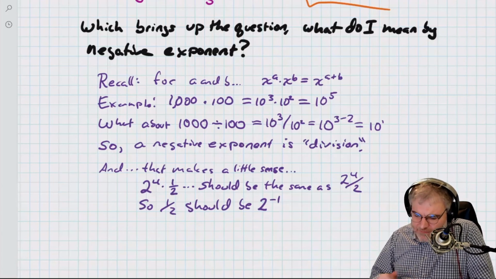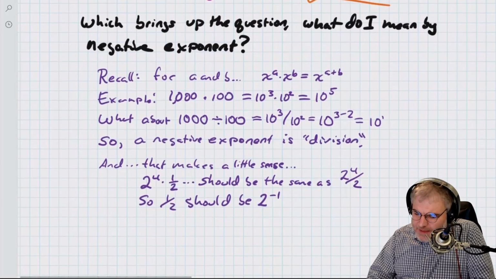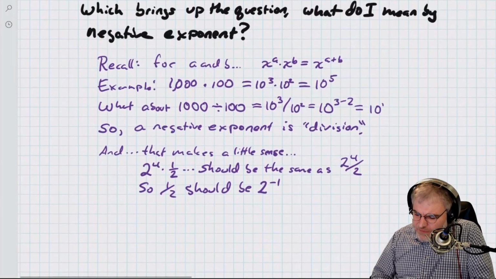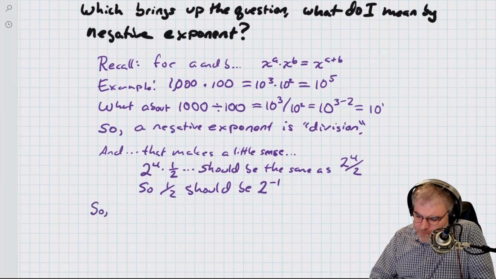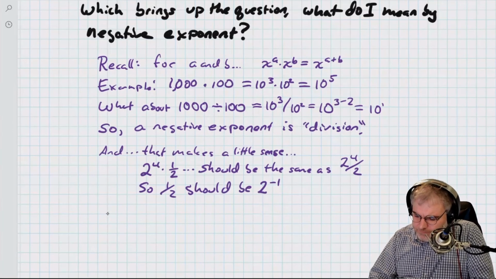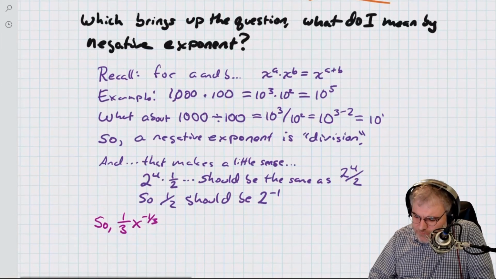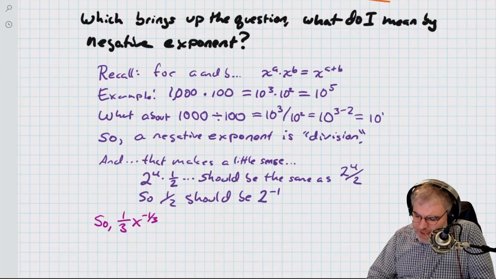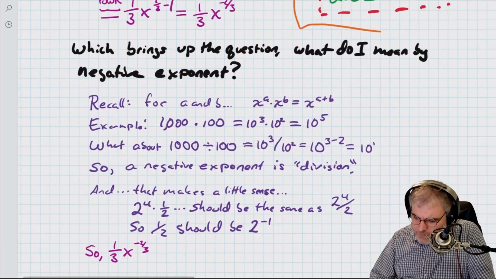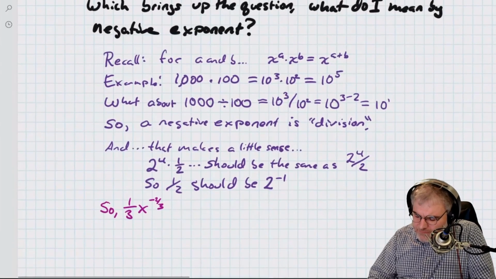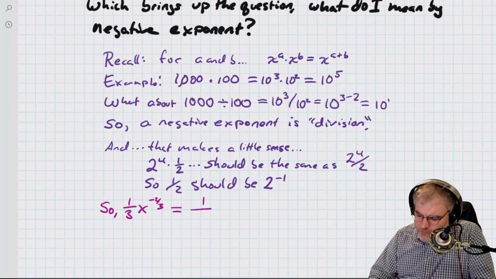This makes a little sense, right? 1/2 should be 2 to the negative 1. So that's what I mean by x to the negative third. So to go back to our thing, 1/3 x to the negative 2/3 equals 1 over 3 x to the 2/3, right?